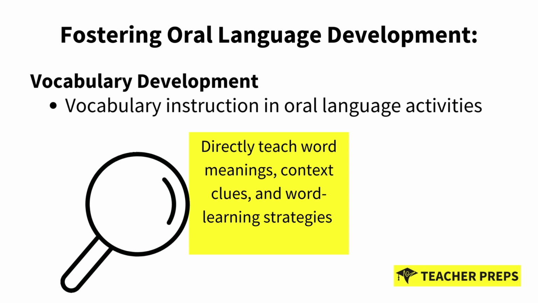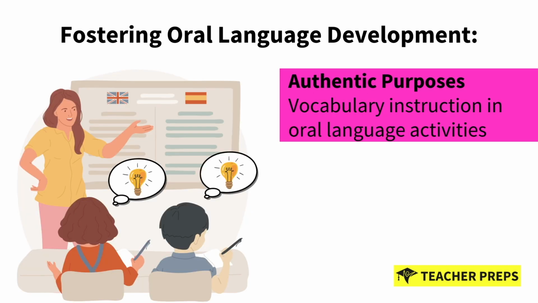Directly teach word meanings, context clues, and word learning strategies to enhance students' understanding and use of words in speaking and listening contexts. Here we have authentic purposes. Make sure to provide authentic purposes for oral language use by connecting language instruction to real-world applications. Engage students in tasks that require effective communication, such as presenting research findings, delivering speeches, or participating in debates.